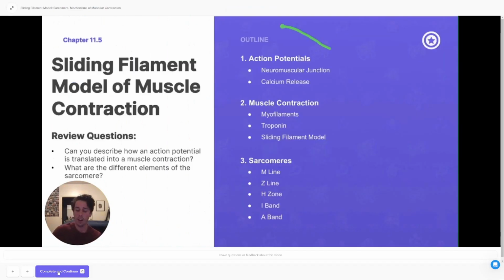So we've talked about all of these different portions during this video and the previous video. And I have a couple of review questions that I want you to think about. So right here, we're going to have these two questions. So we have the question, can you describe how an action potential is translated into a muscle contraction? So basically that's like the whole outline of what we just talked about in these two videos.